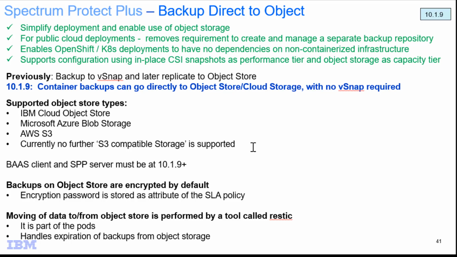Okay, so in summary, I have just showed you the new capability to back up Kubernetes or OpenShift snapshots directly to object storage and to be able to restore from those backups.